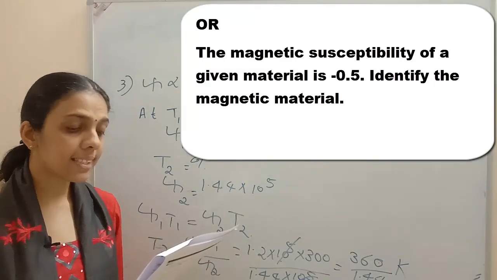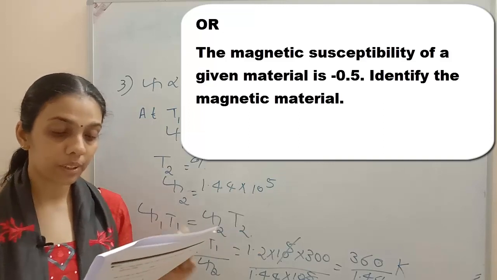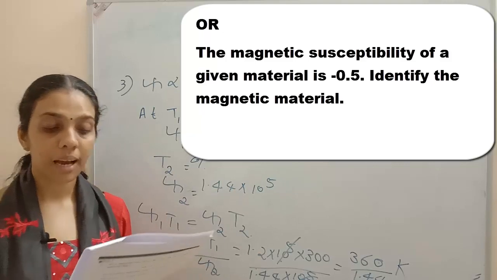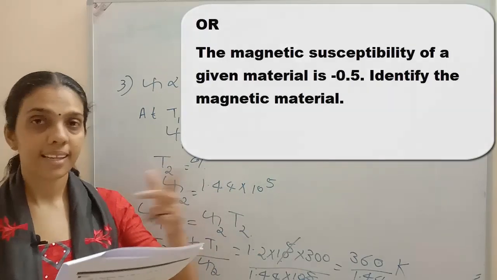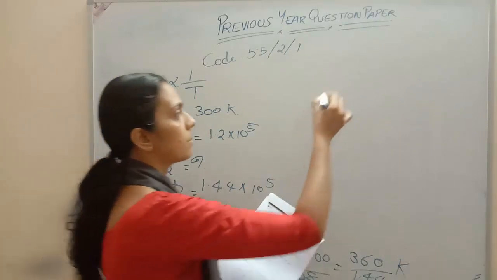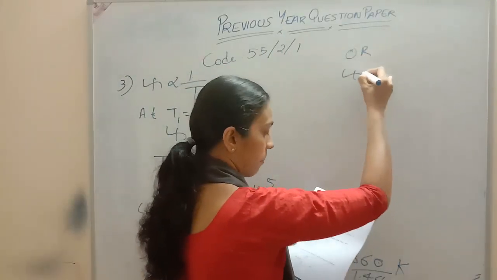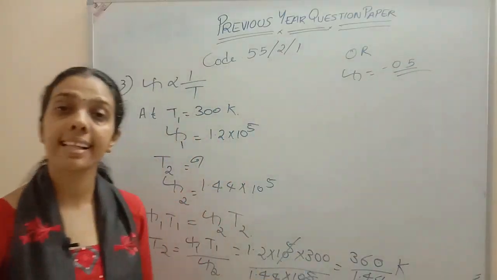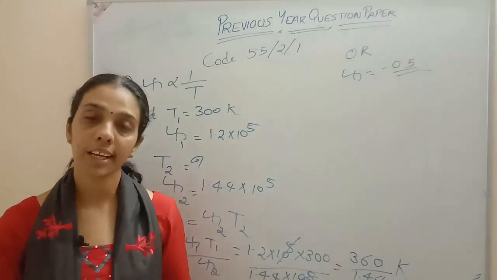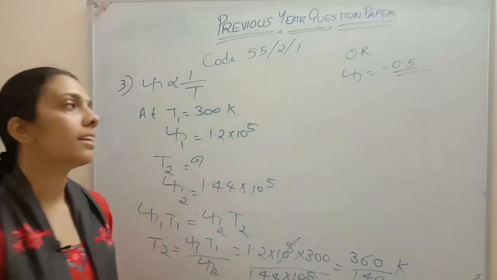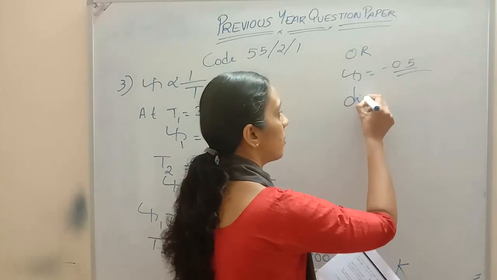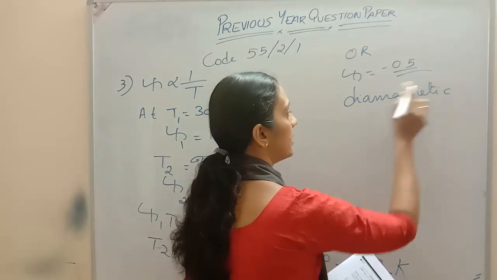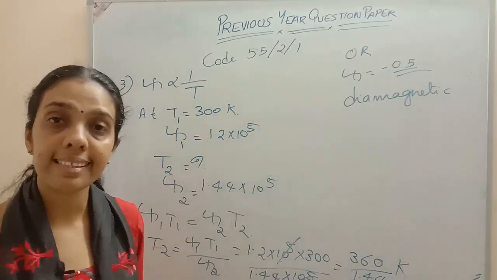the magnetic susceptibility of a given material is minus 0.5. Identify the magnetic material. See here this is an OR question. Okay, magnetic susceptibility is given as minus 0.5. So what if chi is less than 1? If chi is less than 1, which kind of material is it? It is a diamagnetic material. It will be a diamagnetic material, if chi is less than 1.